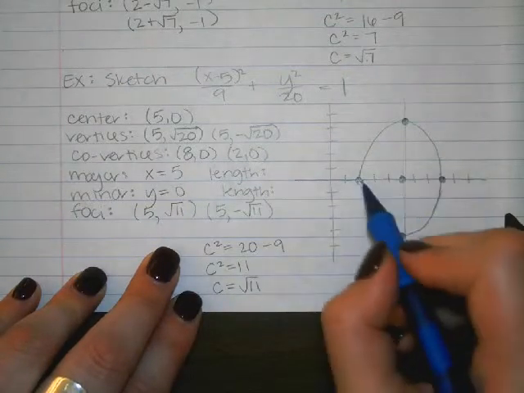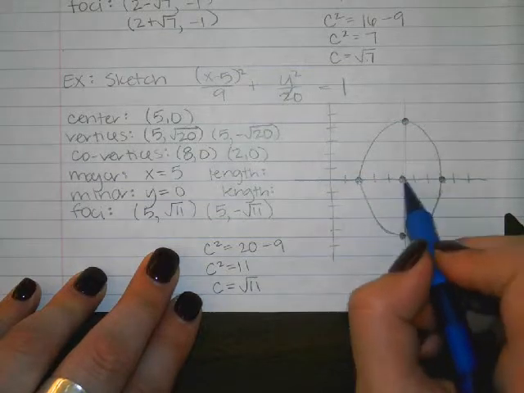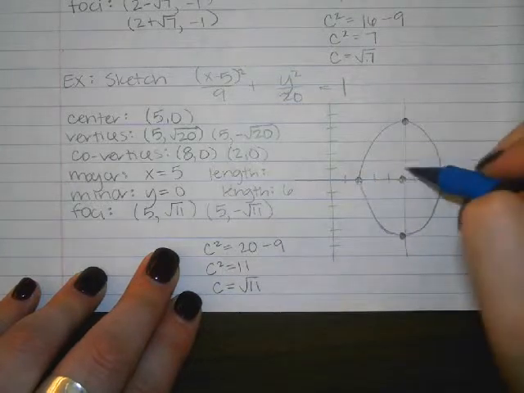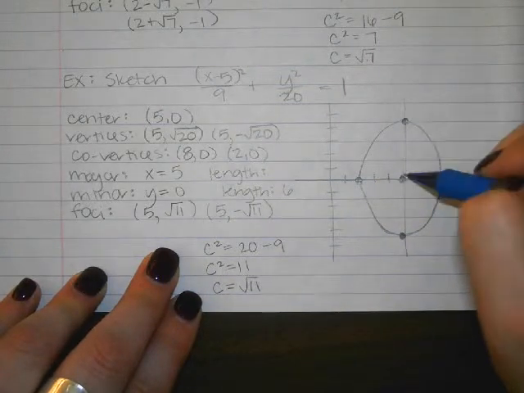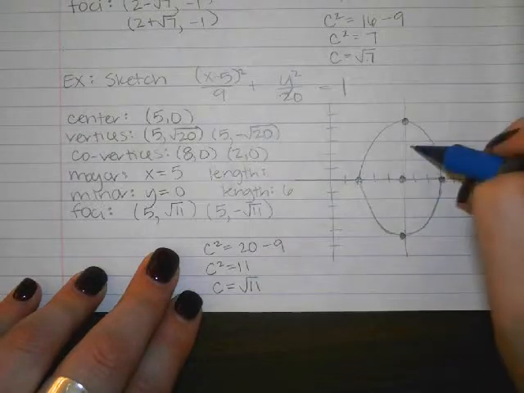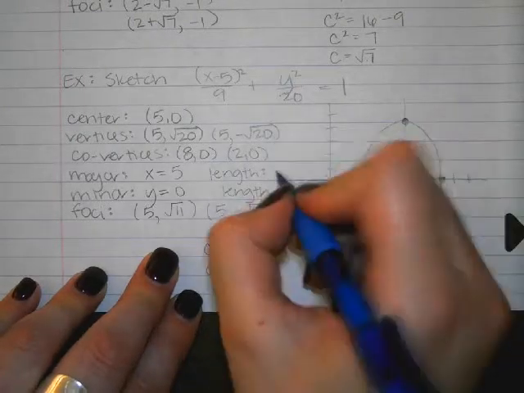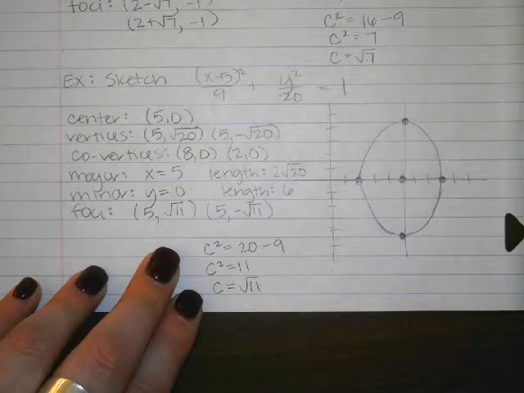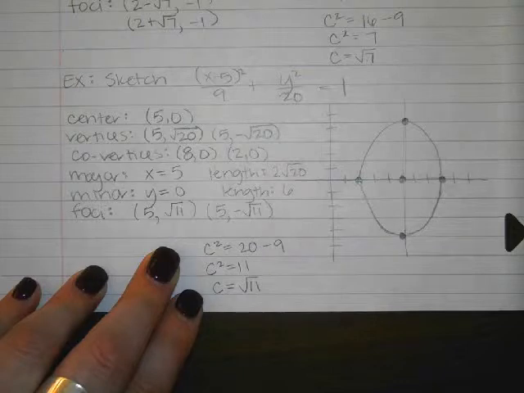So the minor axis would have what length? 6. The major axis went up square root 20 and it went down square root 20. So we would say square root 20 plus square root 20 would be 2 square root 20, because we're adding 2 of them together. So the length of the major axis would be 2 square root 20.